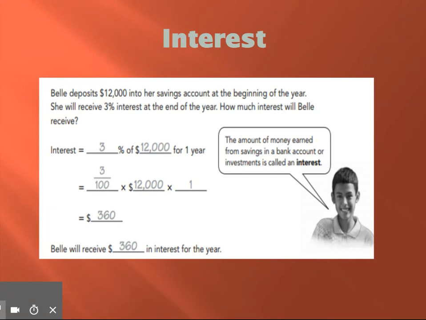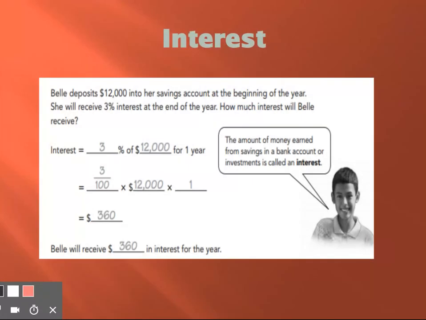Interest is money earned in things like savings accounts or investments. So again, something that is very relative to real life. It is always dealt with in percentages. There's one little part added in interest. It's time. So we need to take into consideration how much time they're talking about in each of these problems.